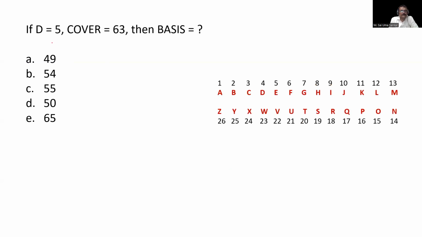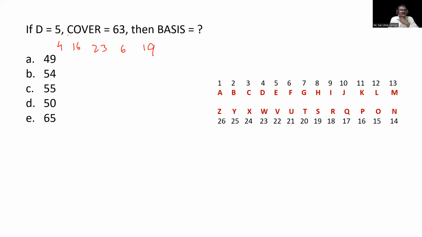If D equal to 5, what is the place value of D? That is equal to 4. 4 plus 1 is equal to 5. And come to this case, cover. So 3 plus 1, that is 4. 15 plus 1, 16. 22 plus 1, 23. 5 plus 1, 6. R is 18, plus 1, that is equal to 19. Now, what is the sum? This is 20, 43, 49, 58, 68. But here 63 is there.